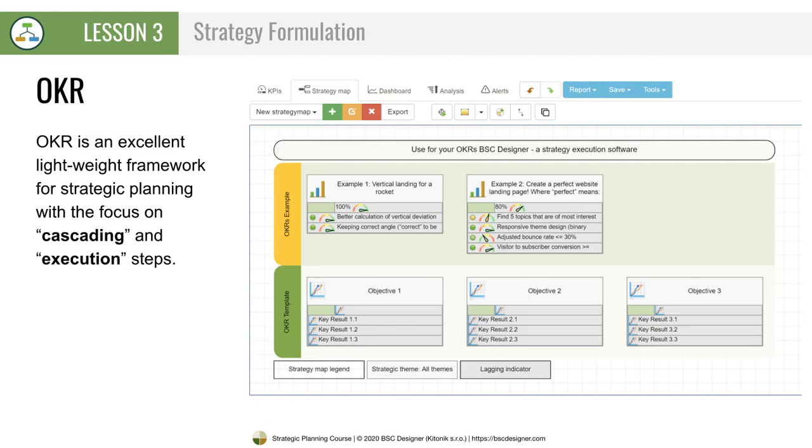What matters? Where are we now? Where do we want to go? How can we get there? What are the global and local objectives? What results do we expect from achievement of the objectives? OKR is an excellent, lightweight framework for strategic planning with the focus on cascading and execution steps. In the reference section, I share the link to the article where we discuss OKR in detail.